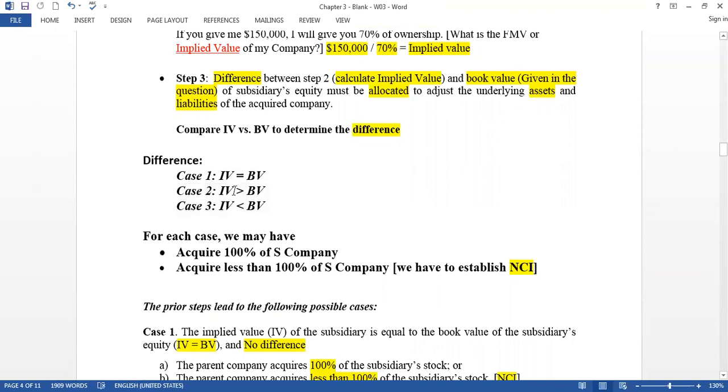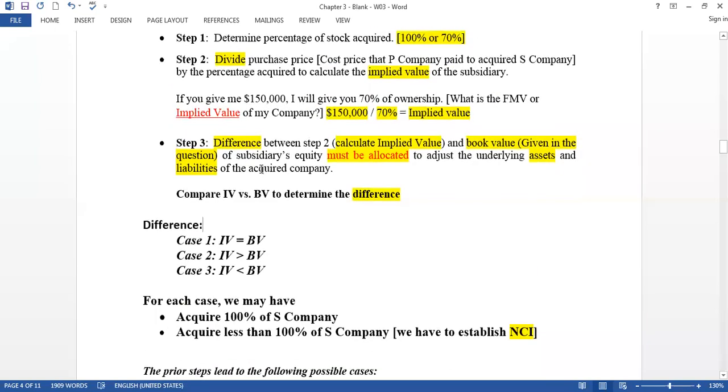Like implied value greater than the book value, we have a difference, right? And implied value lower than the book value, we have a difference. So the difference may be debit, the difference may be credit, based on which one is higher. Then we may have 100% acquired, or less than 100%, we may have NCI. And if we have a difference, how do we allocate this difference? Because step 3 said that if you have any difference, we must allocate. We must allocate and adjust where? Either the assets of the subsidiary or the liabilities of the subsidiary, based on the question. Okay, I think that's all for today.